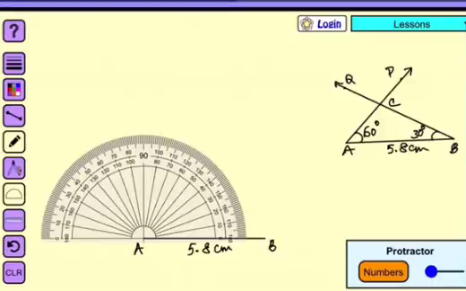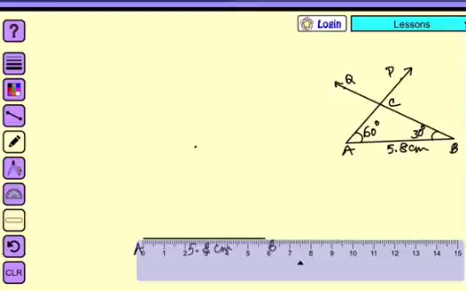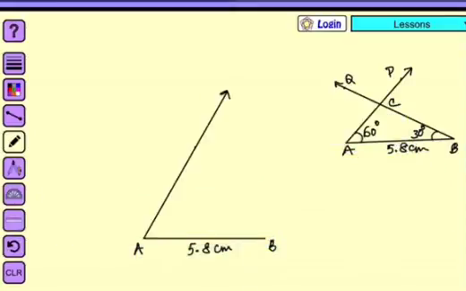AB is the baseline. Keeping the center of the protractor at A, we'll have to mark 60 degrees. Then we will join this. Let this be P. And this angle we have measured is 60 degrees. Yes, children, 60 degrees is an acute angle.